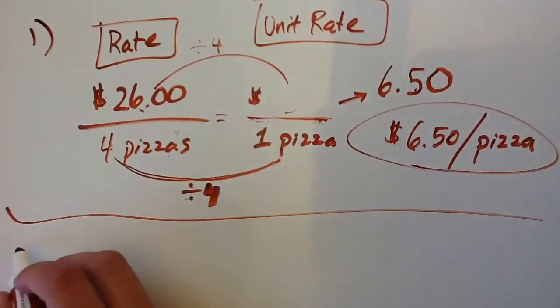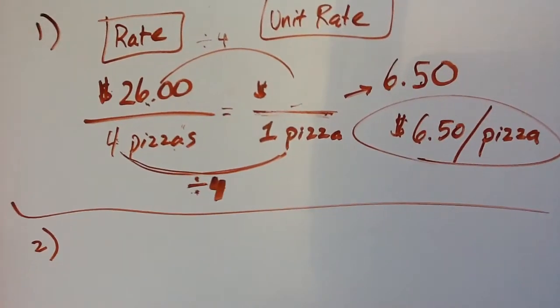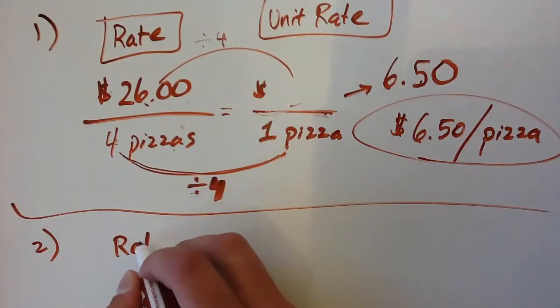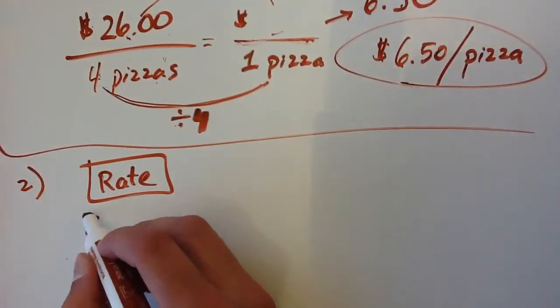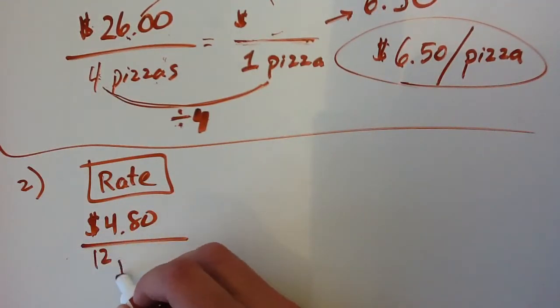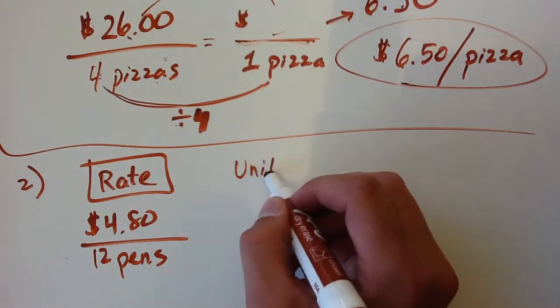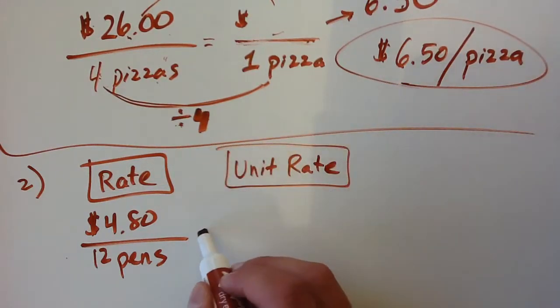Number 2. It says a package of 12 pens costs $4.80. What is the cost per pen? So first, let's write the rate, the rate given to us. Okay, so we are told we pay $4.80 per 12 pens. That's the rate given to us, and we want the cost per pen, or we want the unit rate. We want to know how much money we spend for 1 pen.